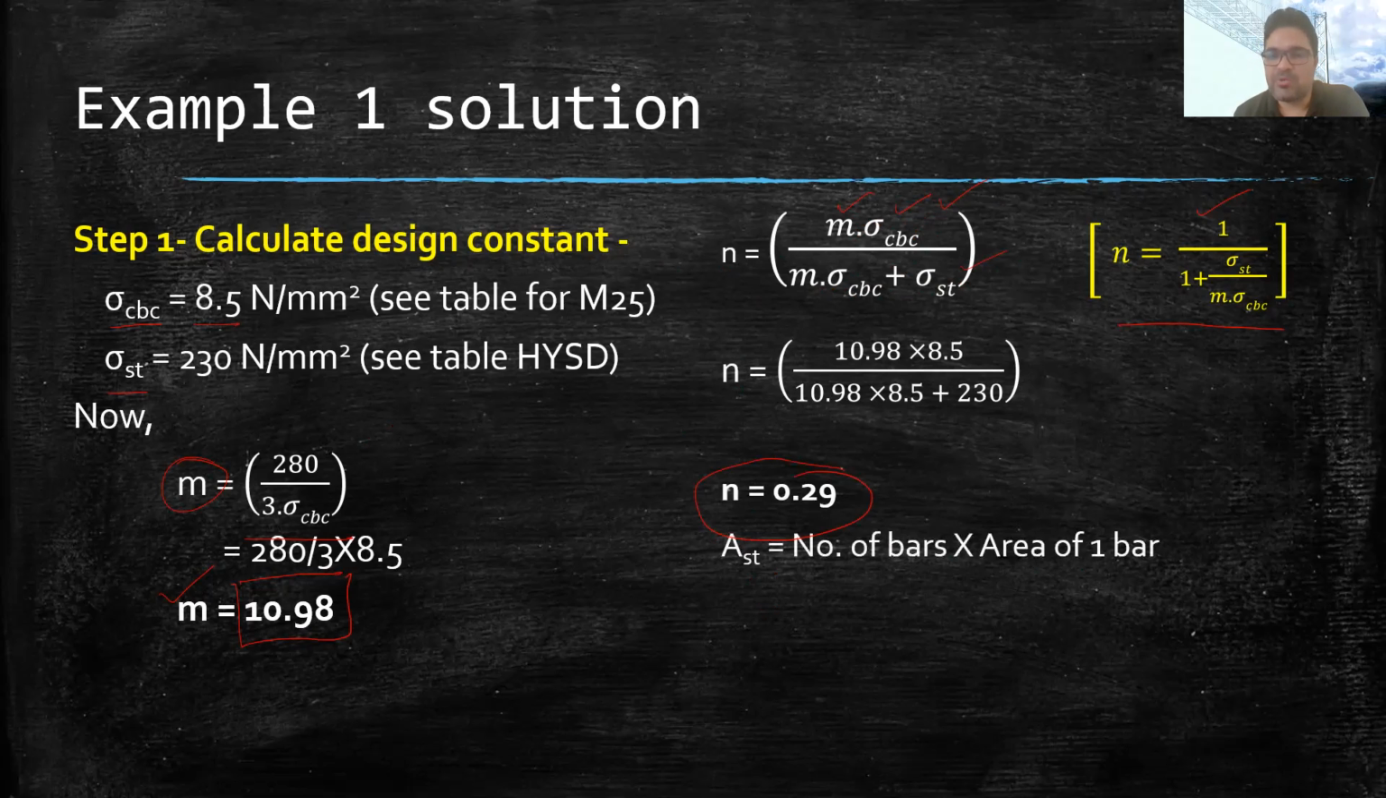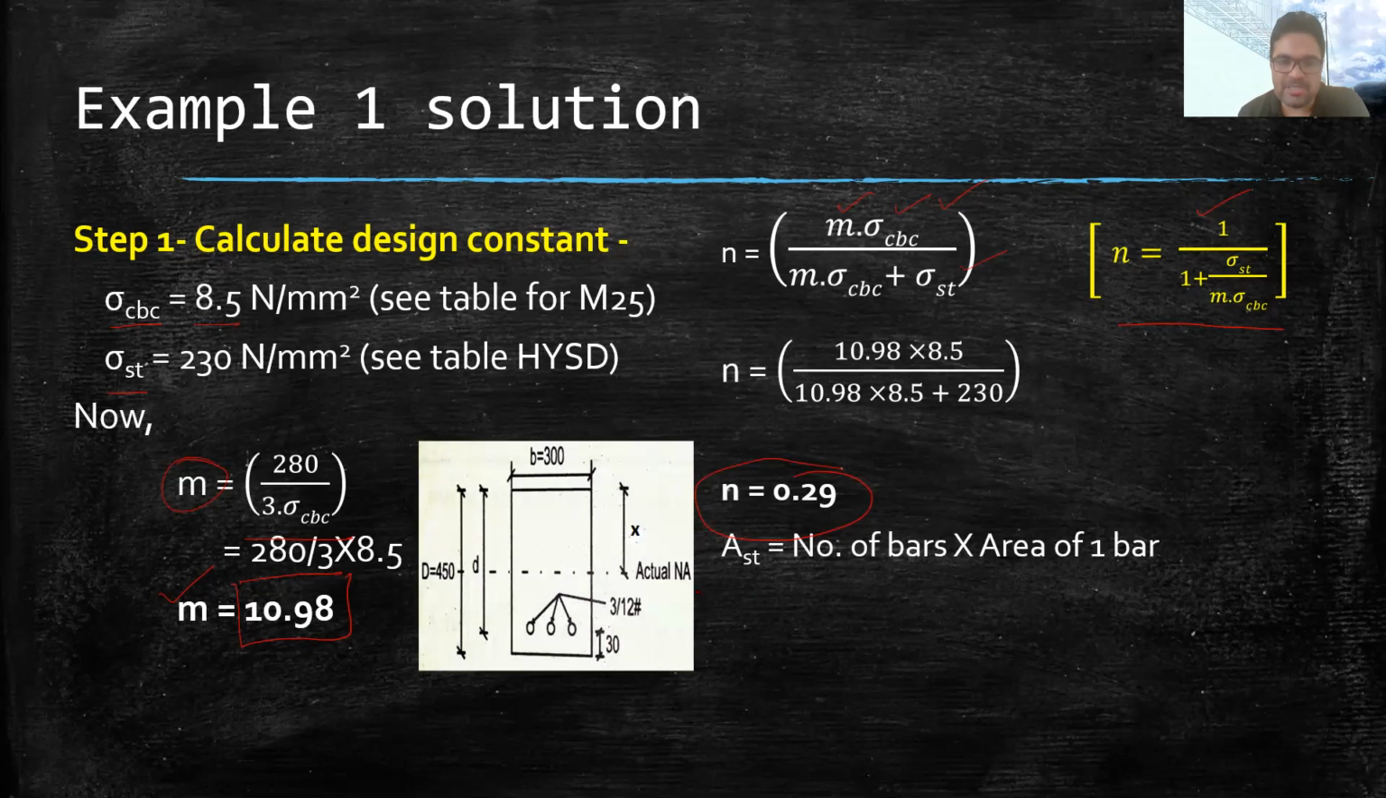Also, you can see that the AST is given in the question in terms of the number of bars. So AST will be calculated as the total cross-sectional area of the bar. In the diagram, you can see there are 3 bars provided, and each of the 3 bars is 12 mm dia. So AST will be the total area of cross section of the bars. So there are 3 bars.